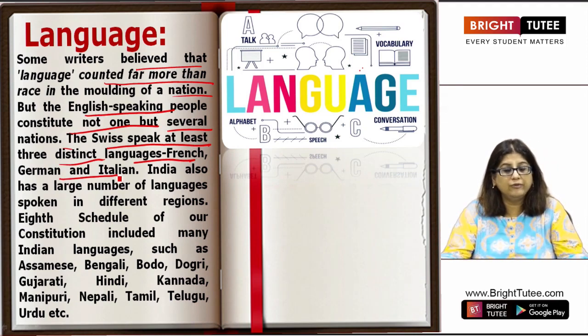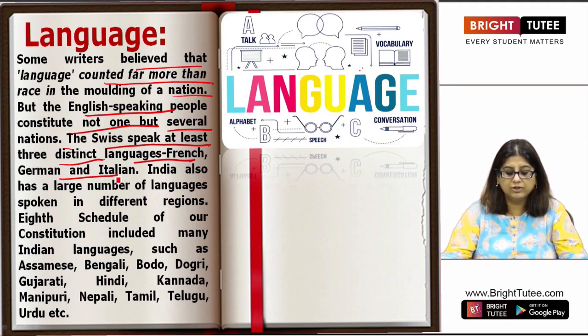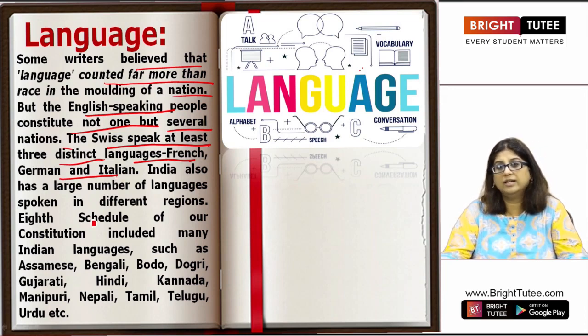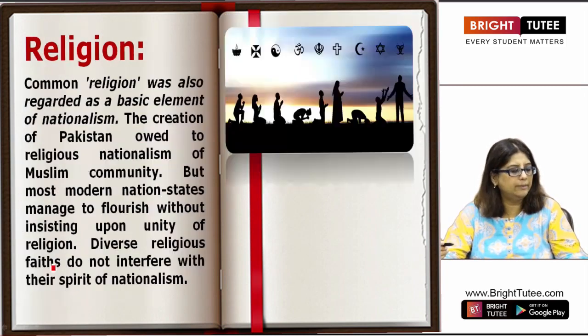We have a large number of languages here, and the 8th Schedule of our Constitution includes many Indian languages such as Assamese, Bengali, Bodo, Dogri, Gujarati, Hindi, Kannada, Manipuri, Nepali, Tamil, Telugu, Urdu, etc. But even then, we don't mind if somebody talks in his or her own native language, because it has never been an obstacle in our country, and as an Indian you can't force anyone to speak a particular language. Whatever language people want to talk in, they can. There is no burden on them.